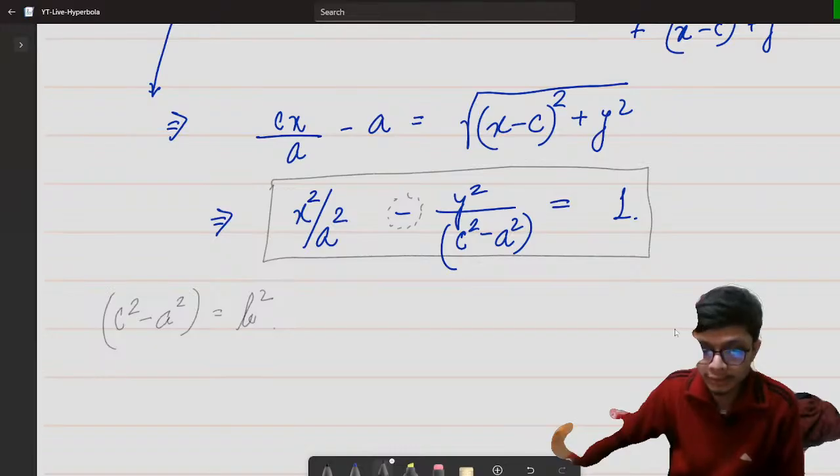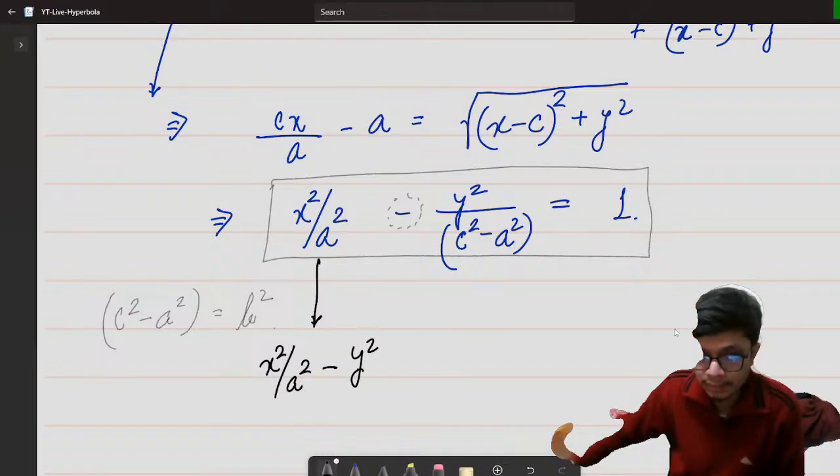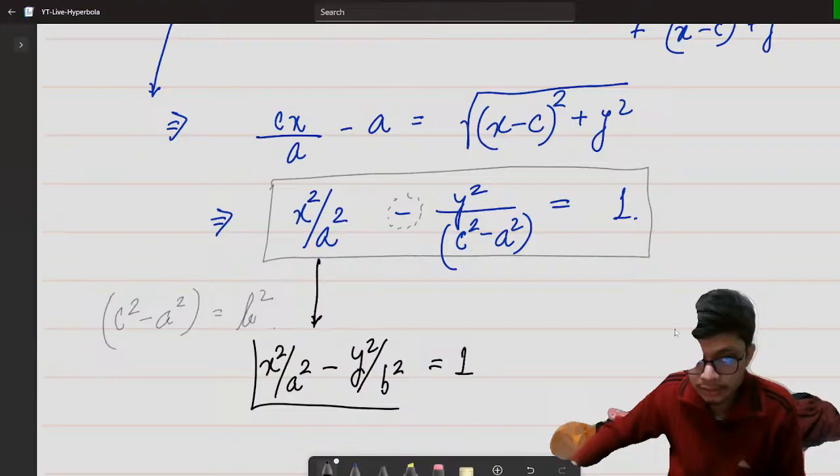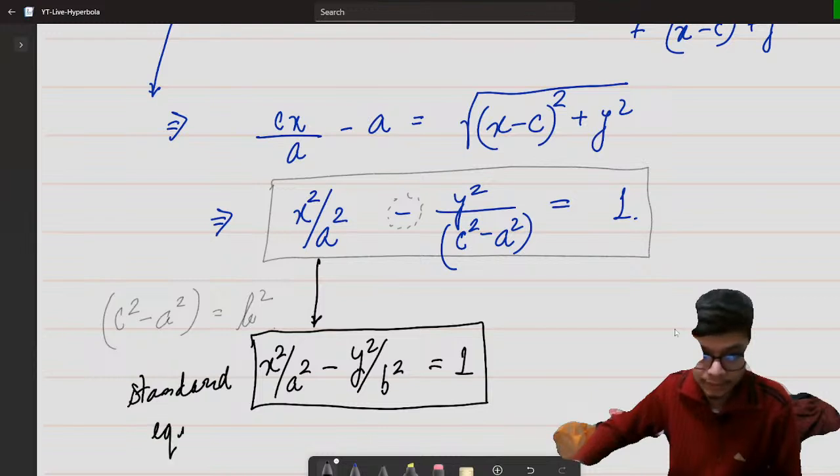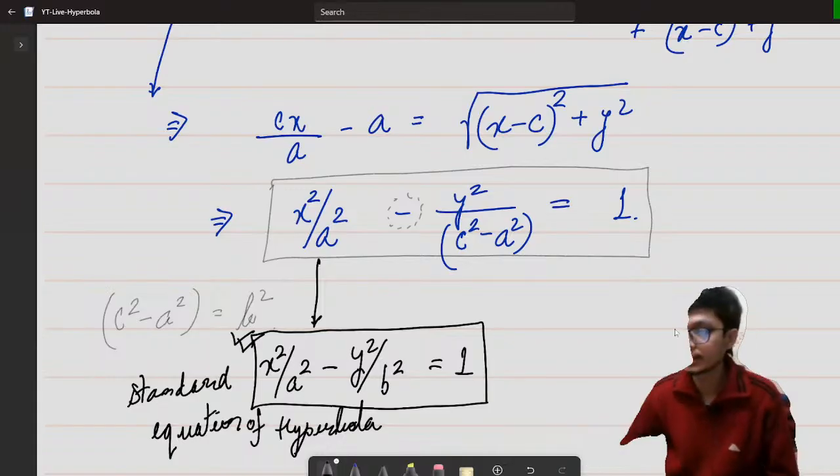So similarly, we are going to do the same over here, and therefore the standard equation of the hyperbola can be given as x square upon a square minus y square upon b square is equal to 1, right? So this becomes my standard equation of the hyperbola. This is how we can define the standard equation of the hyperbola.